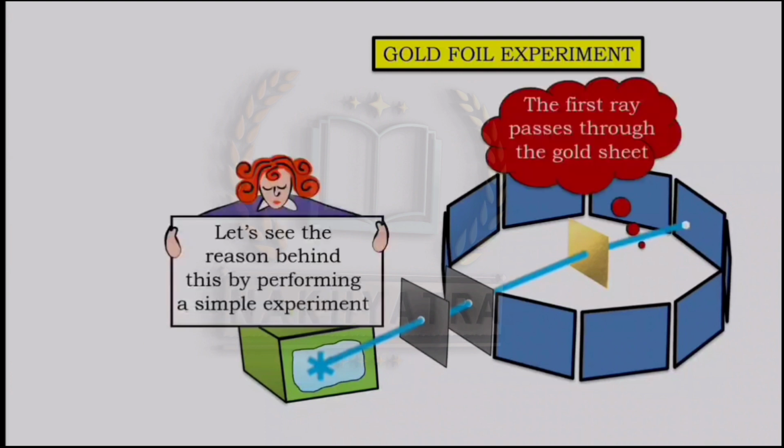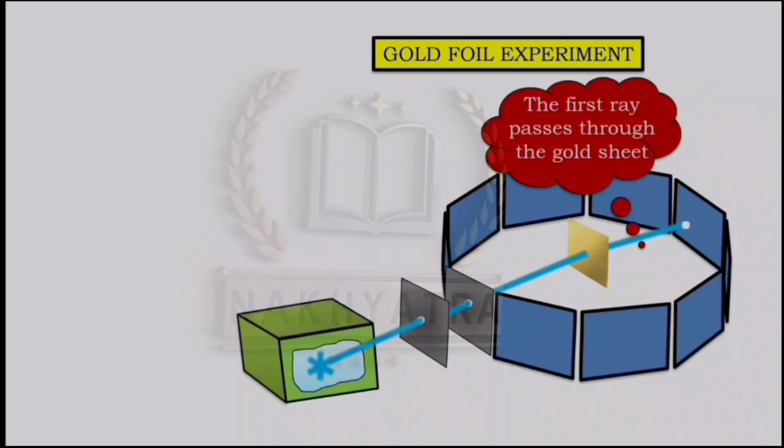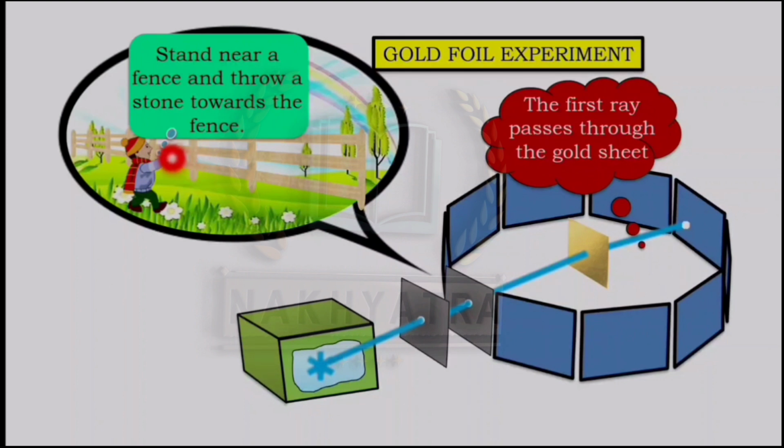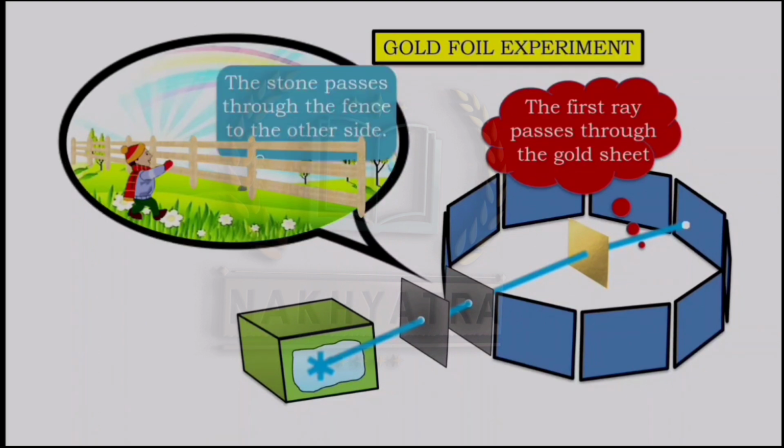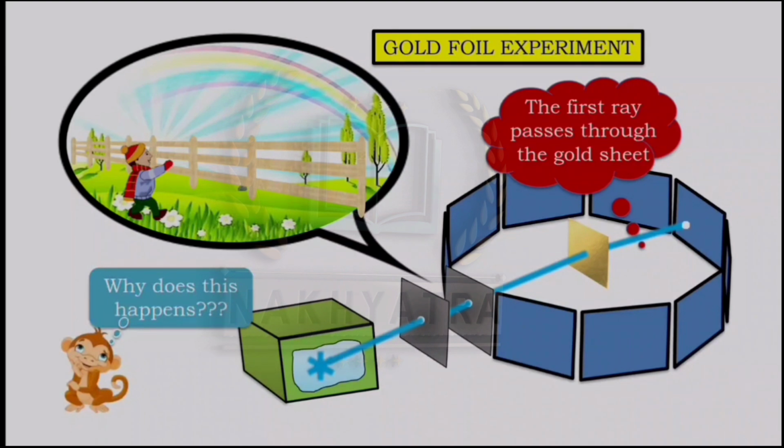Now as you can see here, the first alpha ray passes through the gold foil, right? So now let's see the reason behind this by performing a simple experiment. Stand near a fence and throw a stone towards the fence. Alright, so here the stone passes through the fence to the other side, right? So why does this happen?